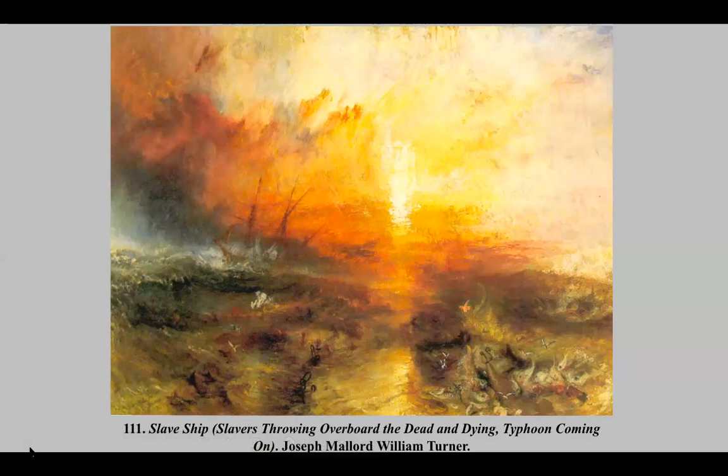So number 111 is Slave Ship, which is also known as Slavers Throwing Overboard the Dead and Dying, Typhoon Coming On, by Joseph Mallord William Turner, which I always think is like the artist with the longest name ever. Of course, Picasso had like 13 names. We'll talk about that later.